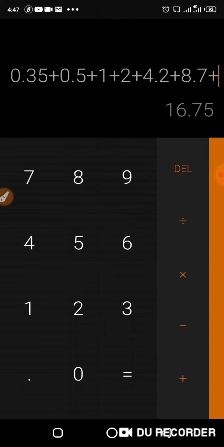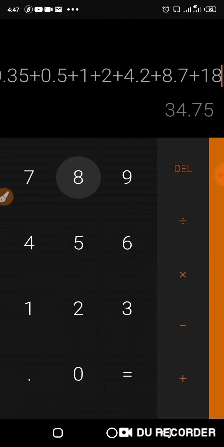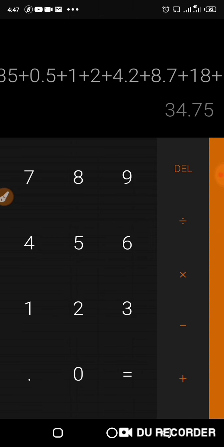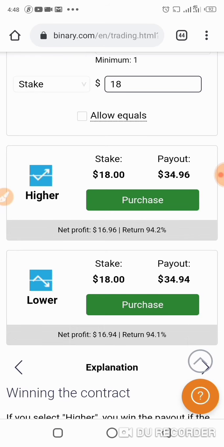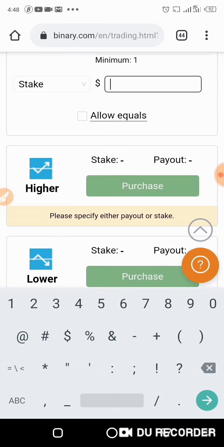So our next stake here was $18. You can see that we have staked the total of 34.75. Maybe let's also assume that this other trade was a loss, so we want to get back our 34.75 with some profit. So what we need to do here is try to get above 34.75.